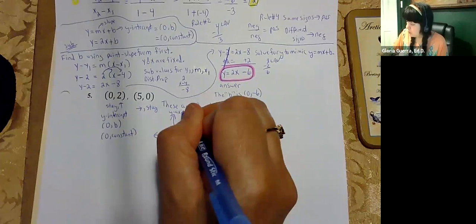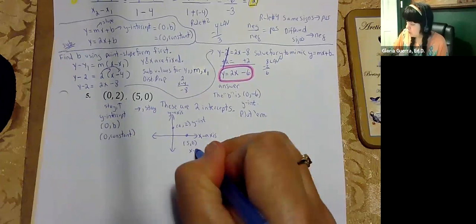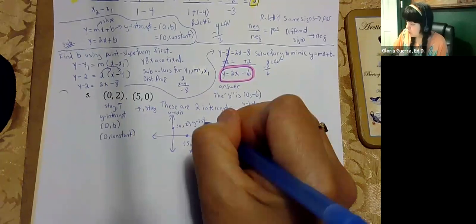So the 5, 0 is called the x-intercept. That's the x-intercept, whereas 0, 2 is the y-intercept.